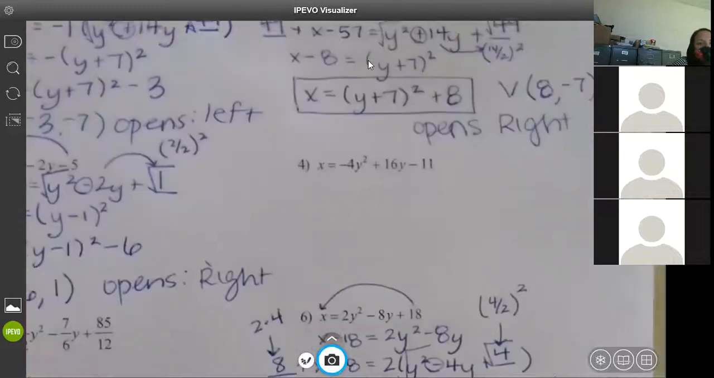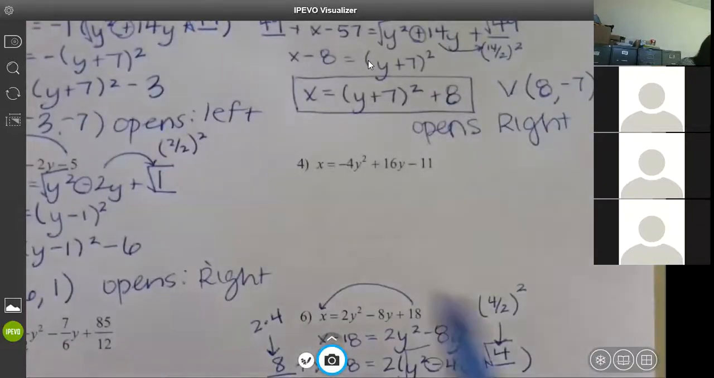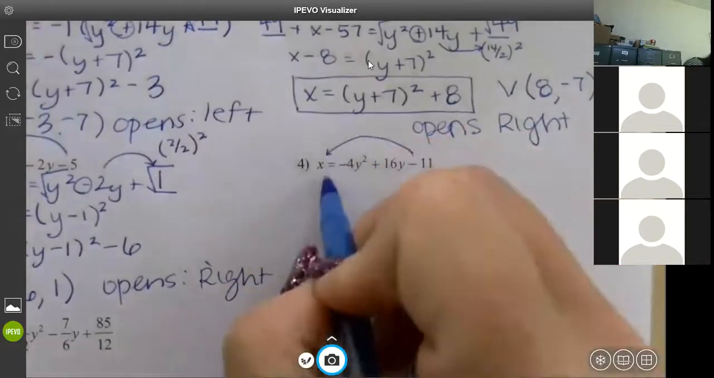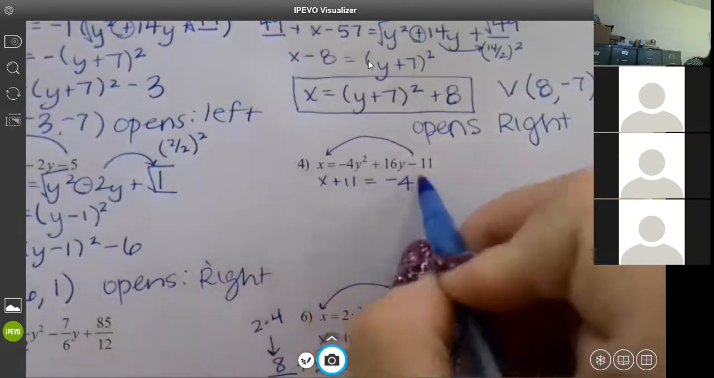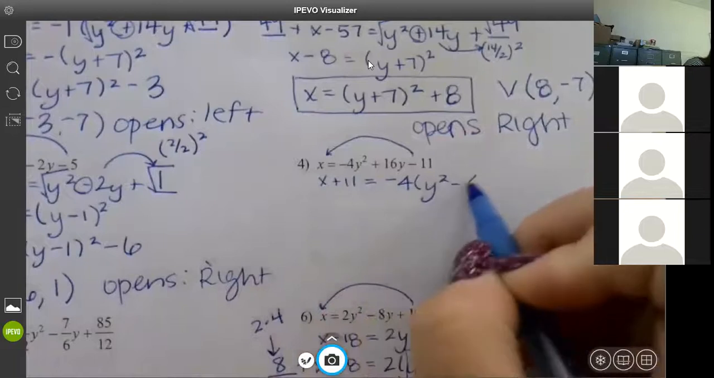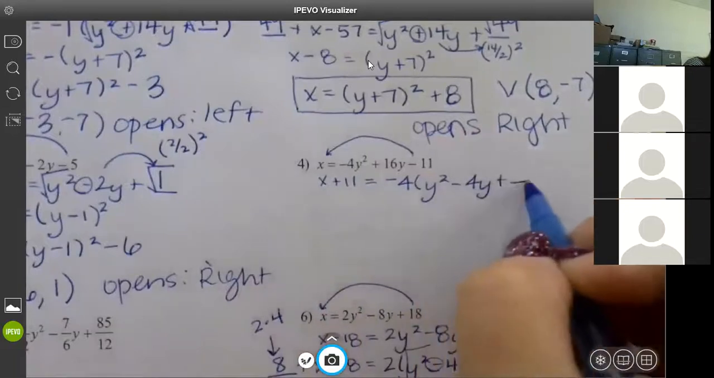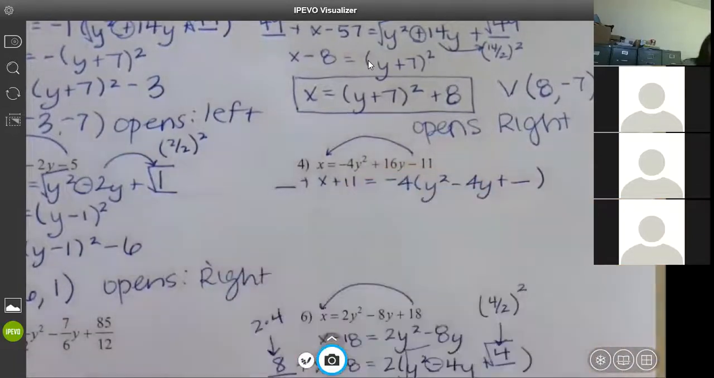Number 4, first thing I need to do is move that 11. And then I'm going to take out my -4. So I have y squared minus 4y, and I can put in my blanks.